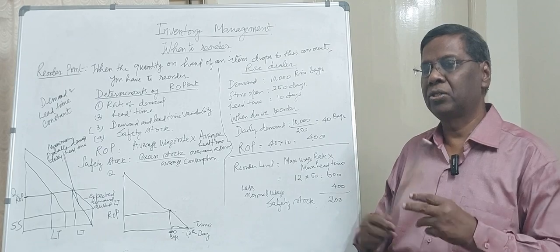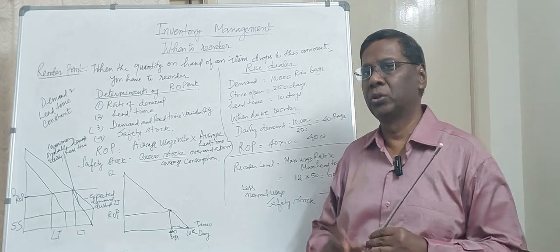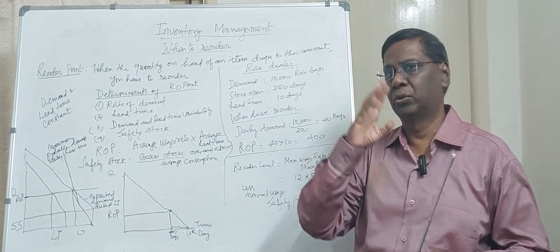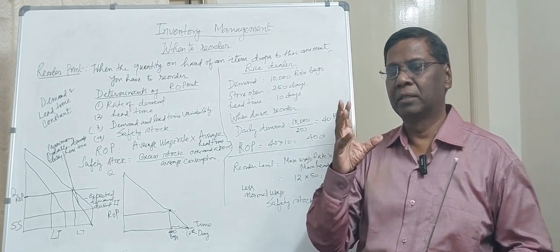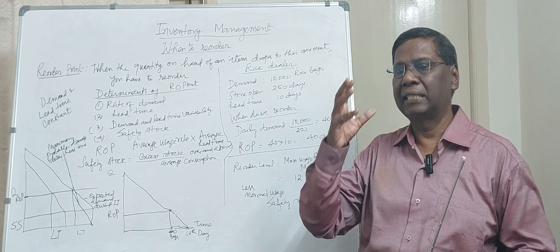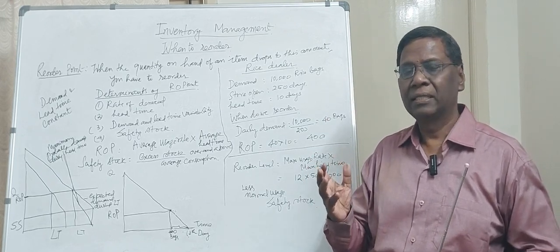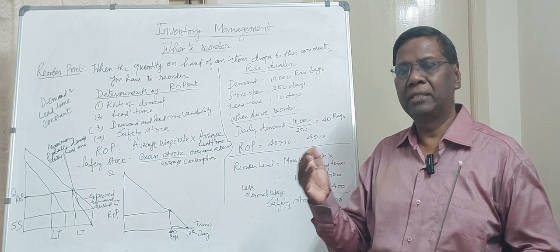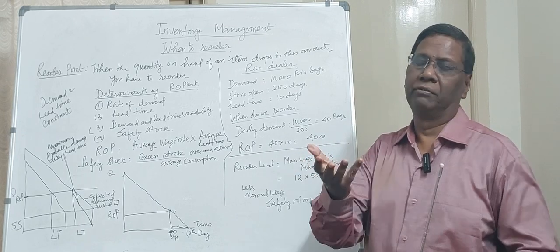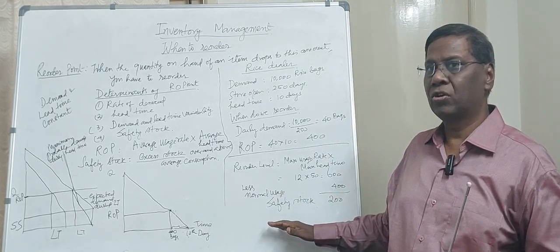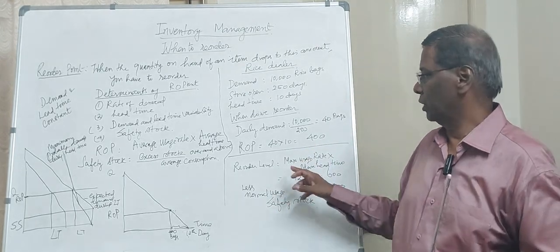So again, safety stock, how to arrive at the safety stock. I already told you in the reorder level. Reorder level, maximum usage, maximum lead time, minus average consumption, is equal to safety stock. You got the point? So in this case, how much safety stock you have to keep?